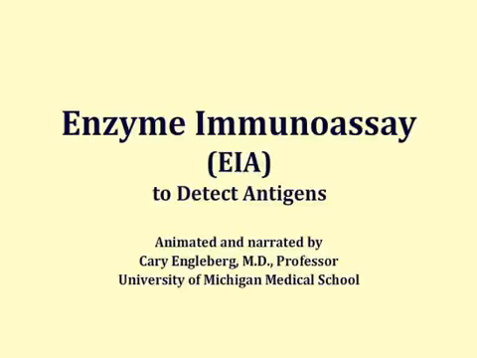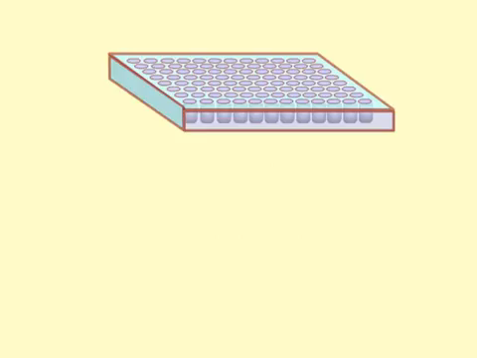Many simple rapid diagnostic tests detect specific antigens in biological samples by using an enzyme immunoassay. The purpose of this animation is to explain how a prototype example of this assay works. The enzyme immunoassay can be done in a multi-well microtiter plate or on any other solid adherent surface.